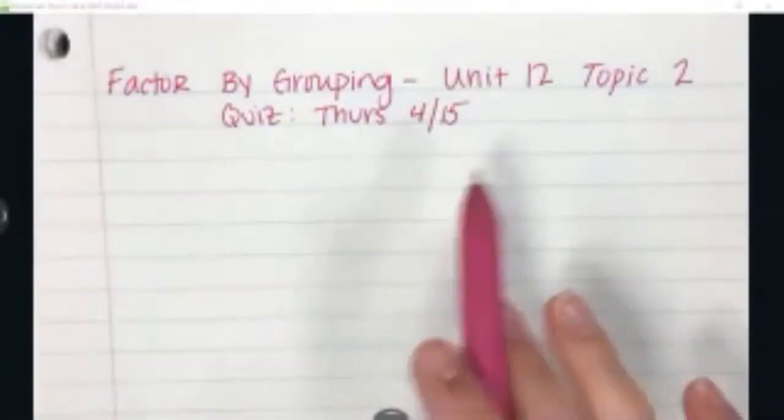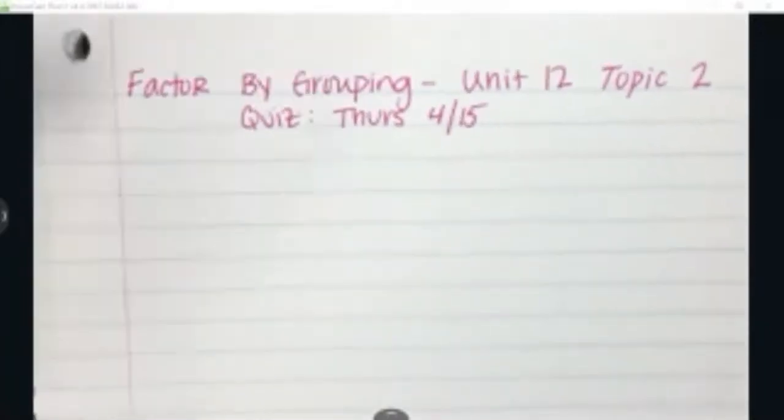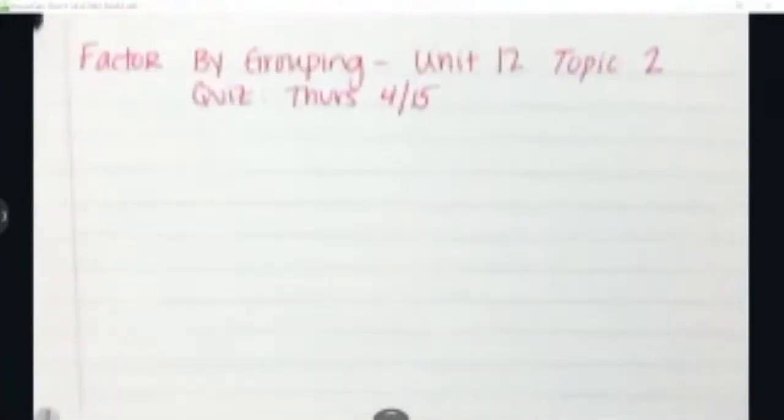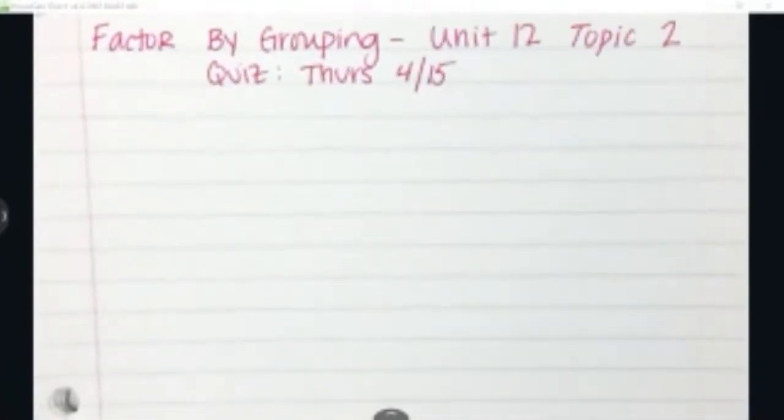All right, Unit 12, Topic 2, we're going to factor by grouping. Your quiz is next Thursday. That's the same day as your Topic 1 quiz. So you're going to have Topic 1 and 2 at the same time, okay? It is a lot of information, so you have to know it or you will not finish your quiz on time, which means they'll be counted wrong.